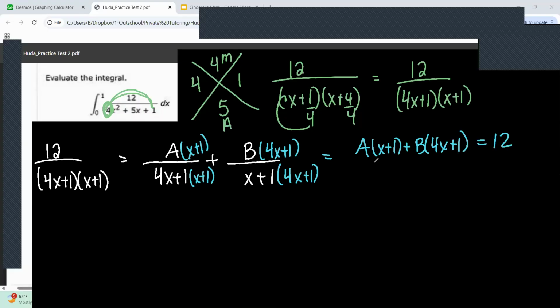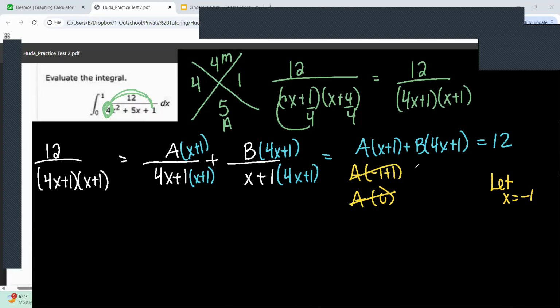And then the bottoms, they would all match now. So let's just ignore the bottom. And now we would like to find A and B. So let's let x be negative 1. And here's why. Negative 1 plus 1 is gone. So that's A times 0, which is gone.